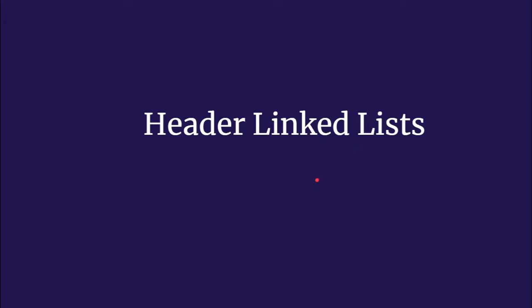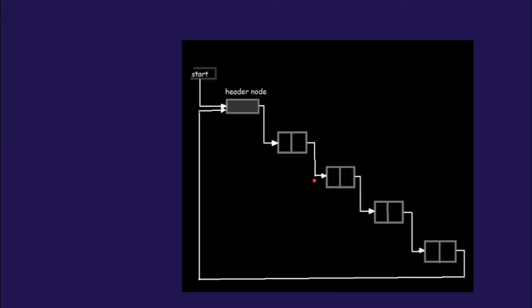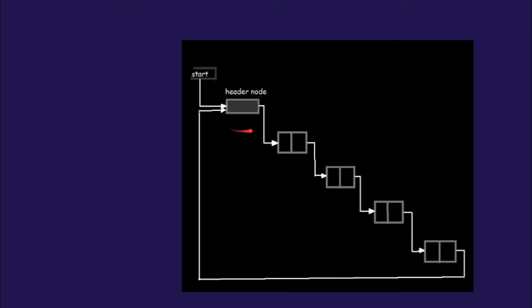Linked list. In the last video, we have seen what a linked list is. A linked list is a collection of nodes, and each node consists of data and a pointer to the next node. But in the case of a header node, we have a special type of node called the header node. So the list starts with a special type of node called the header node, and that is totally called the header linked list.